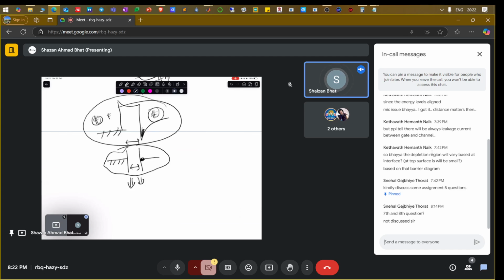You don't need quantum. You need quantum here just to get the ns, the sheet charge. Once you get the ns, you can plug it into the normal classical equation. You don't need quantum for that.